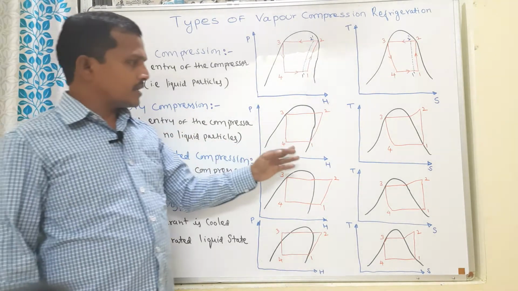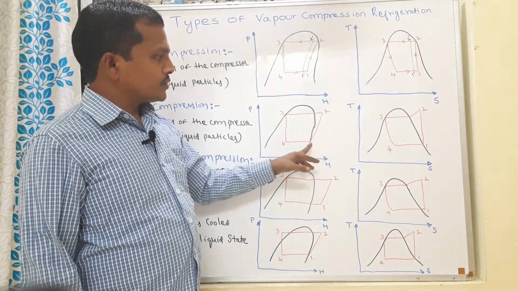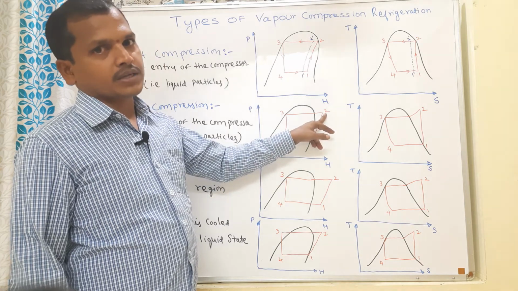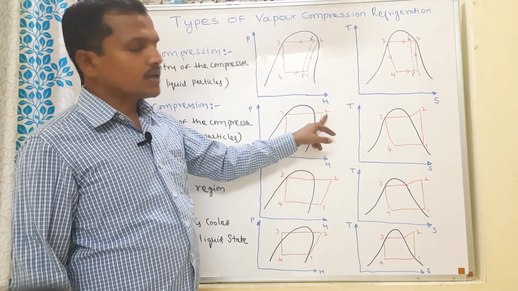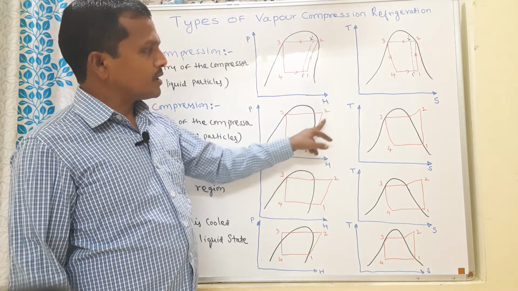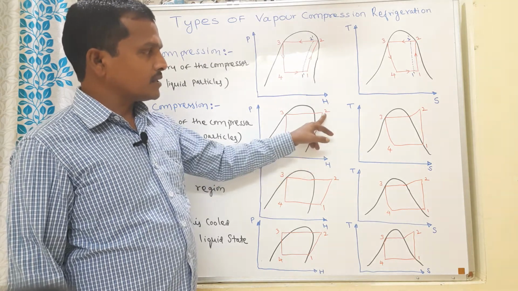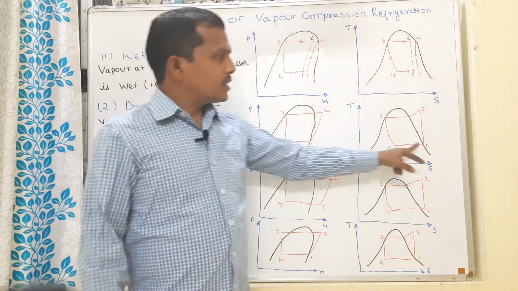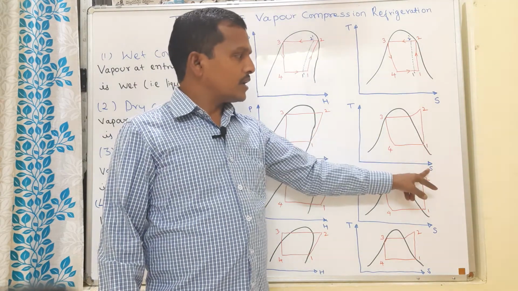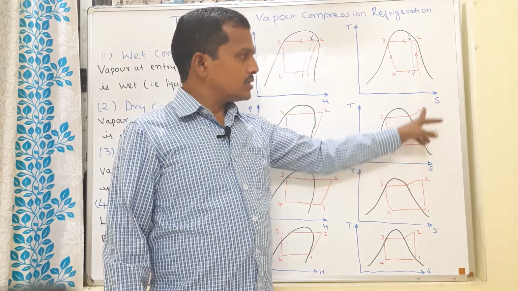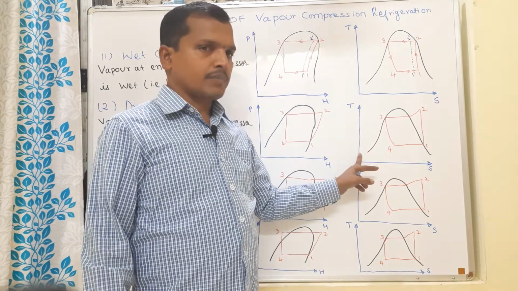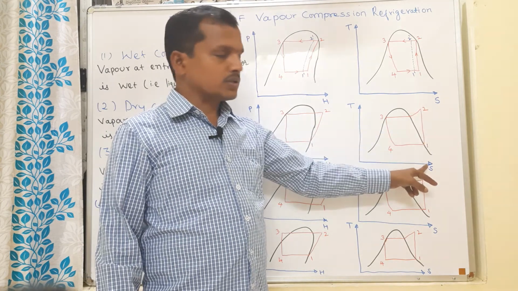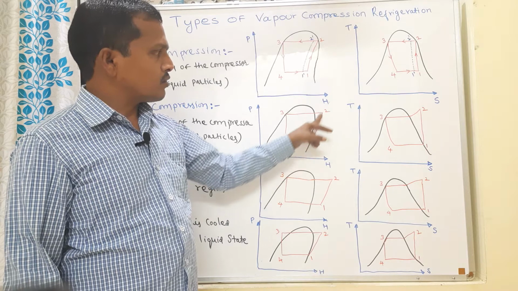So this is the pH diagram. So 1 to 2. So entry of the compressor is dry saturated. So end of the compressor is superheated region. So 1 to 2 is the compression, isentropic compression. The isentropic compression lines on the pH diagram are like this. In case of the TS diagram, this is the vertical line, the entropy is constant. So this is parallel to this line. So S1 is equal to S2. So in case of the pH diagram, the entropy line is like this.